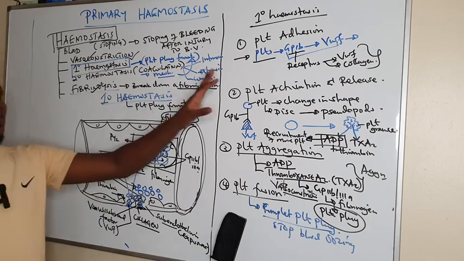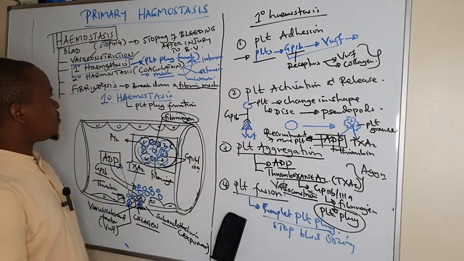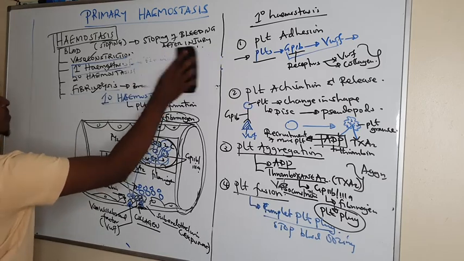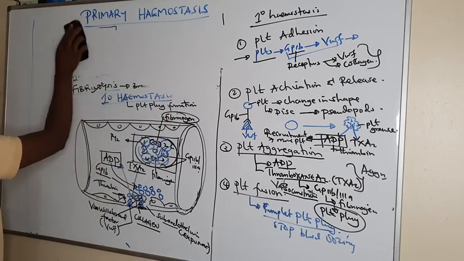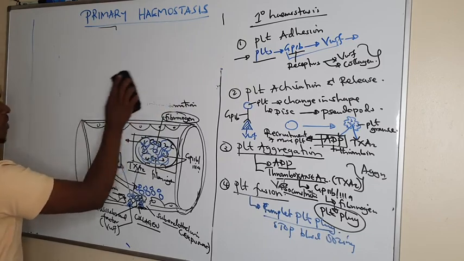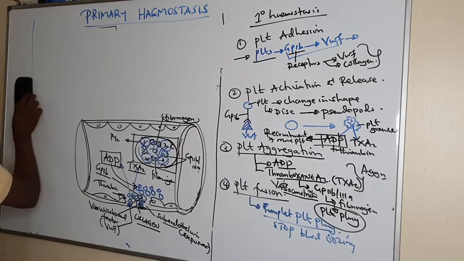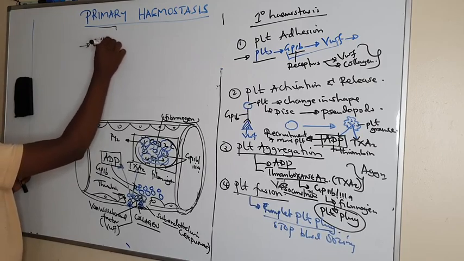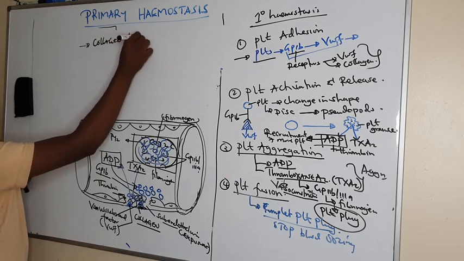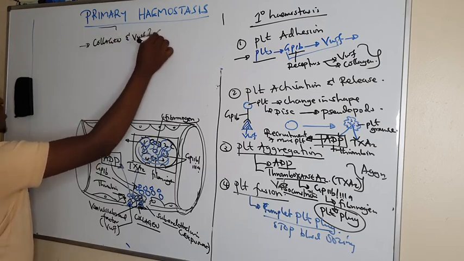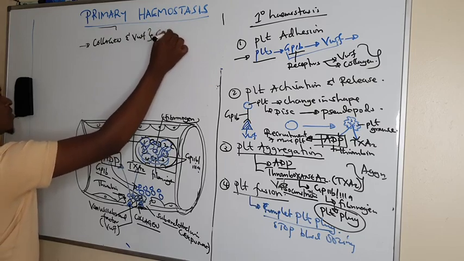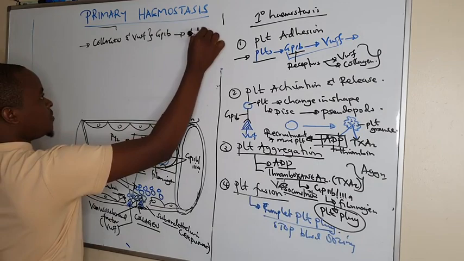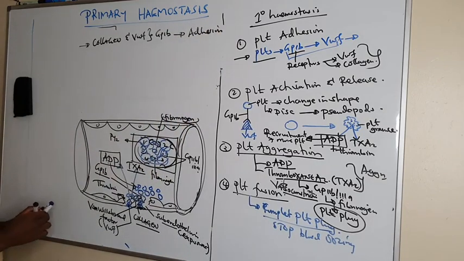So we have to master the function of each. And after you have mastered the function of each, in summary, I can put them here. In summary, we have said that during primary hemostasis, which is platelet plug formation, we have seen that collagen and von Willebrand factor, in conjunction with the glycoprotein 1b, which is found on the surface of platelets, are the ones responsible for platelet adhesion. That is what we have seen.